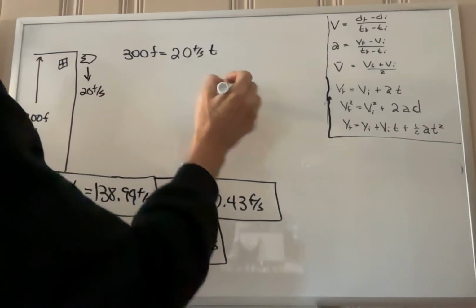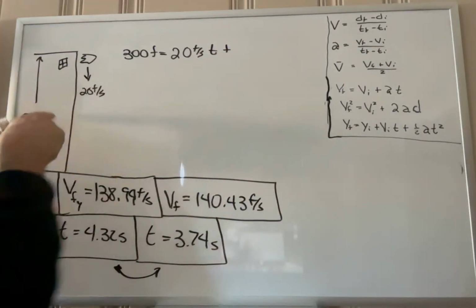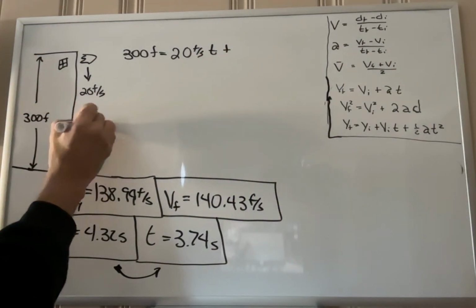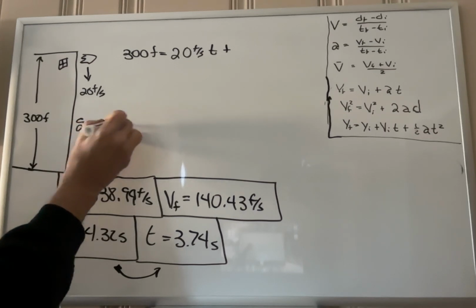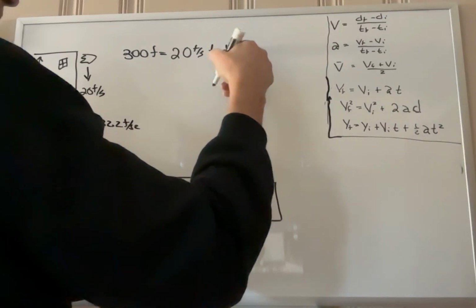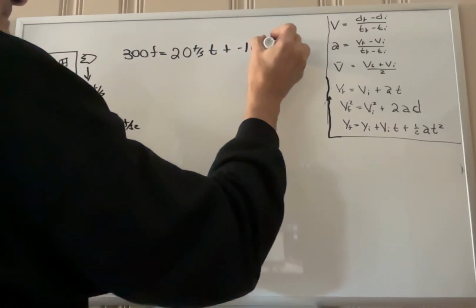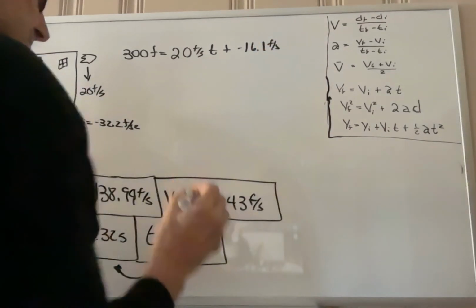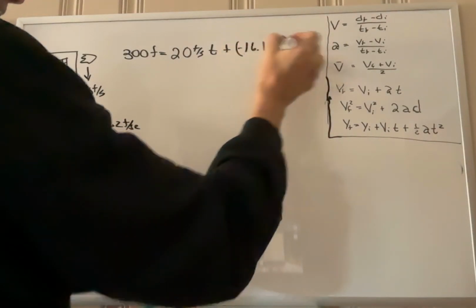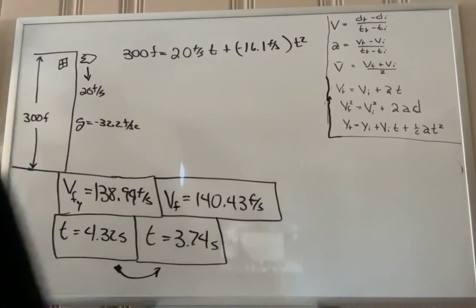So I know this is 20 feet per second times my time, plus 1/2 of the acceleration. I know my g is negative 32.2 feet per second squared, so I put this in here. 1/2 of 32 is negative 16.1 feet per second. And I'm going to take that times my time squared. So basically I use this kinematic equation.